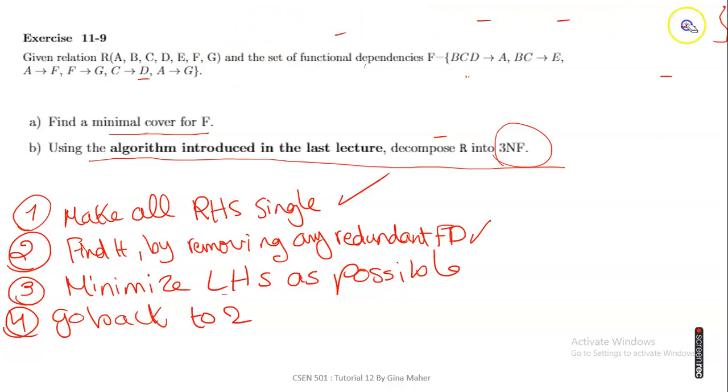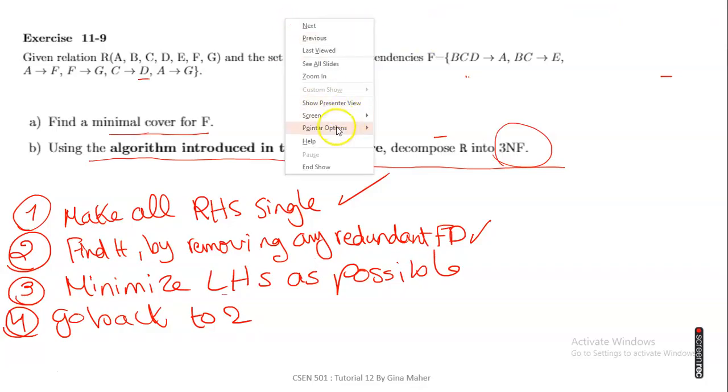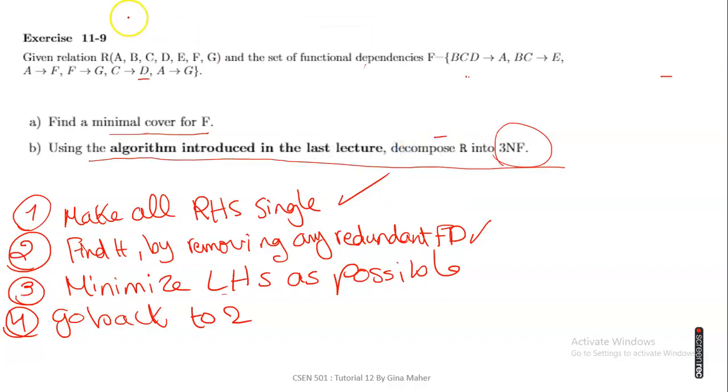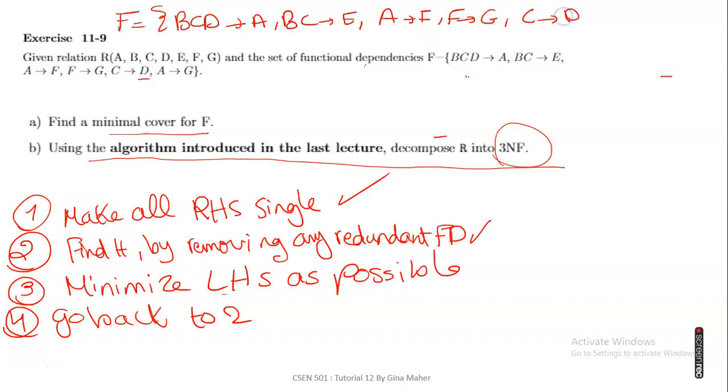Okay, as we mentioned, the new F is the same except by removing the last dependency. So the F will be: BCD implies A, BC implies E, A implies F, F implies G, C implies D. Okay? Now, let's check the left-hand side that can be reduced.